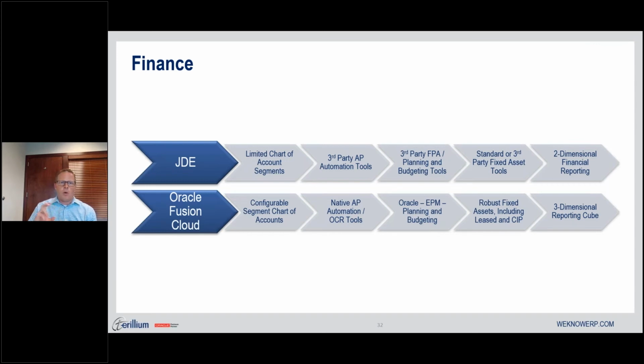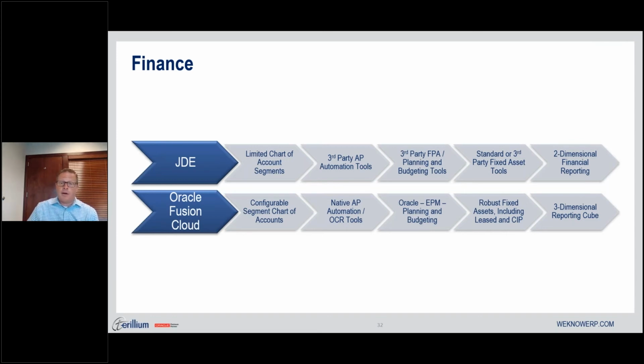Also, the whole org structure is more elaborate than the JD Edwards simple company business unit. You get into more cost orgs and inventory orgs, but ultimately this means you have a better chart of accounts with more attributes that you can drive better reporting off of. AP automation, once again, has been a hole in JD Edwards. There are a ton of third-party players out there for both World and E1. There's no need to look for that in cloud because that's native within the product.